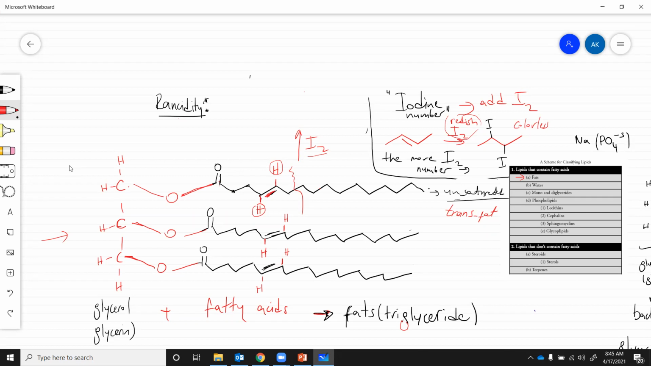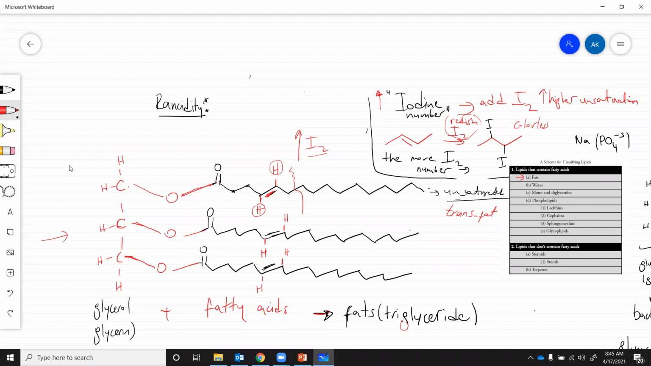So as you can imagine, the higher the iodine number, the higher the unsaturation, right? Make sense? It works almost similar to what pH is. The higher the number, the more basic it is. So the higher the number with iodine, the more unsaturated it becomes. That wouldn't be a good analogy, Carlos. But again, it's just how much you're adding, right?